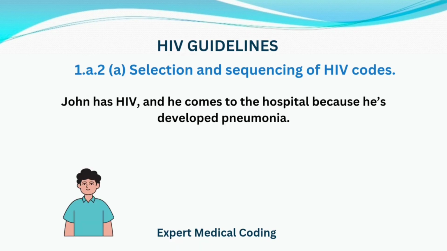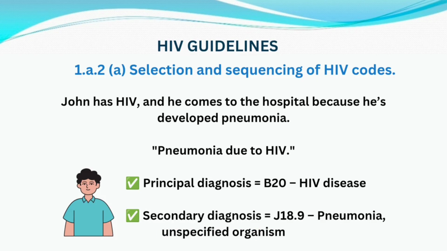Let's see an example. Let's meet John. John has HIV and he comes to the hospital because he has developed pneumonia, and the provider documents pneumonia due to HIV. Now, according to our guideline, principal diagnosis will be B20, HIV disease, followed by the secondary code J18.9, pneumonia unspecified organism. Why? Because HIV is driving the pneumonia.